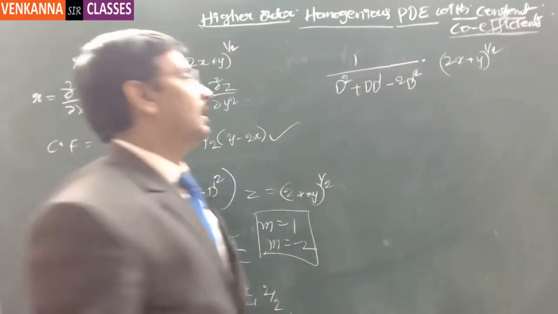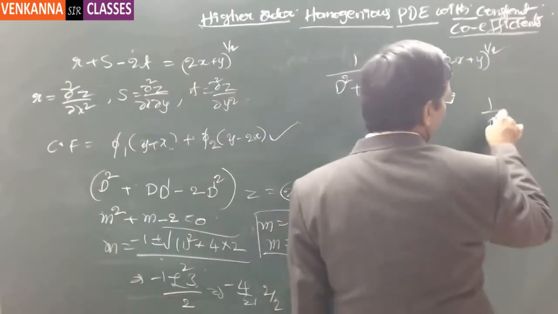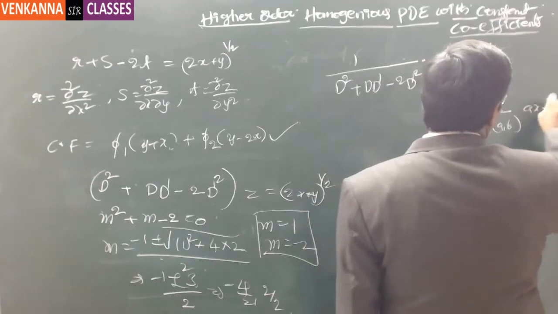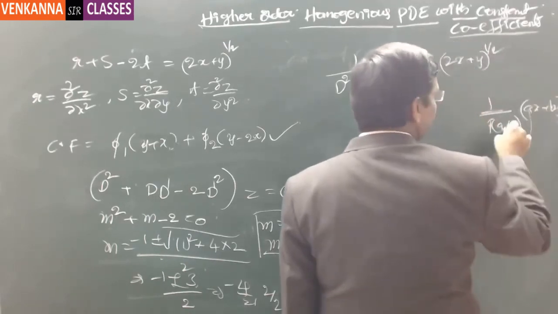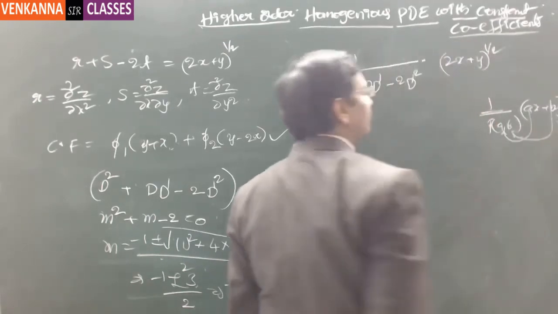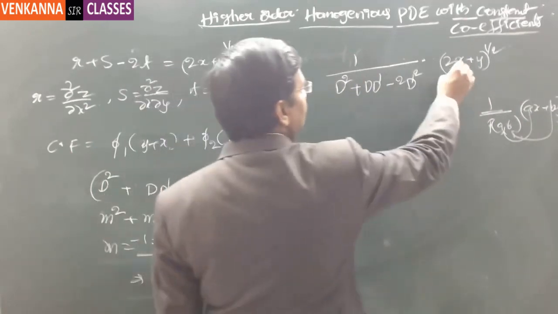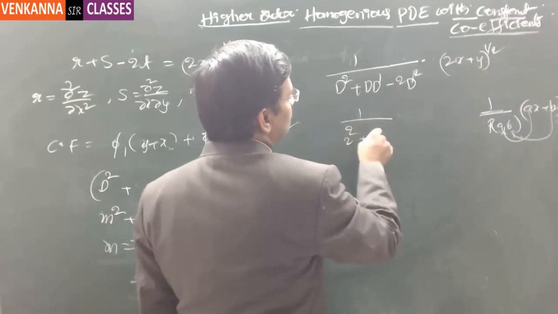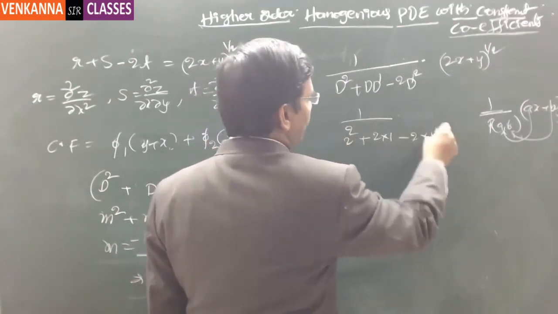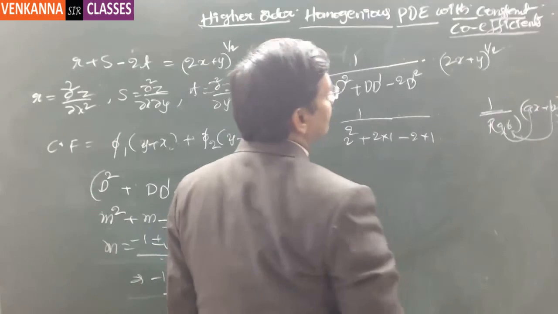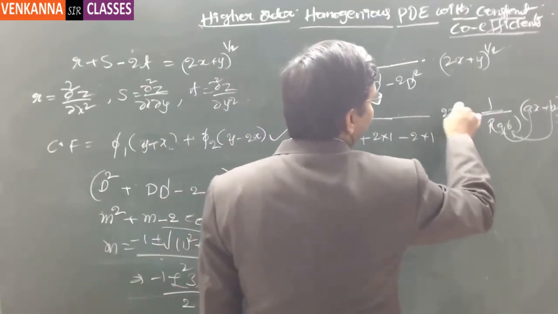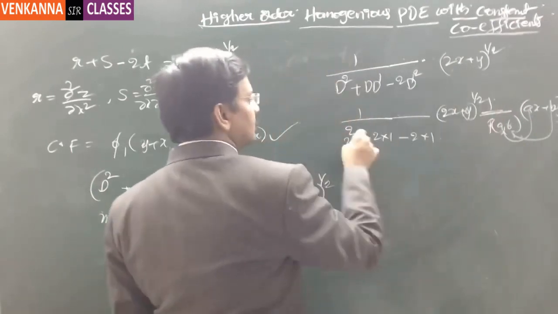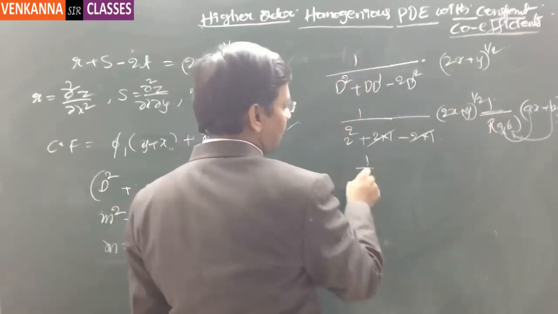For that actually I have given a standard format, 1 by f of (a, b) operated on ax plus by. First you substitute the value of a and the value of b here for the function. Now here a is 2 and b is 1. So 1 by 2 squared plus 2 into 1 minus 2 into 1, and then operate on (2x plus y) whole power 1 by 2. Now this is, so 2 will cancel, then 1 by 4.